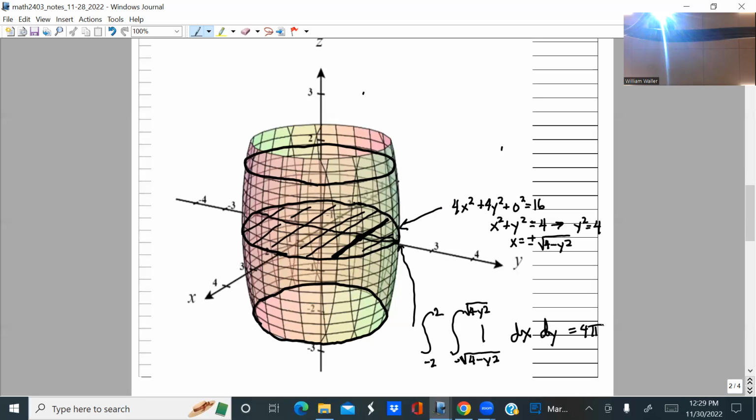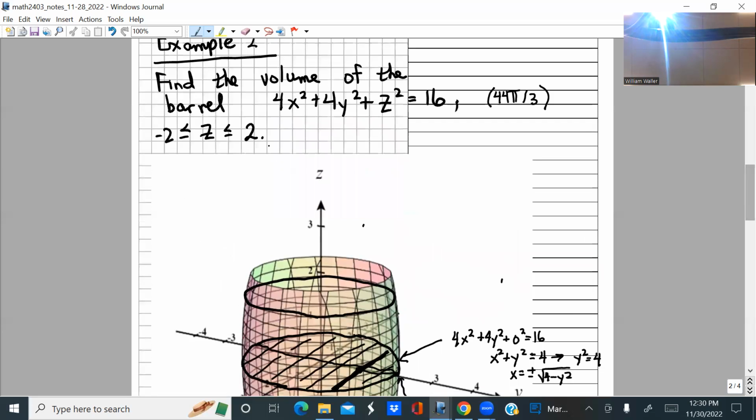From where to where on the z-axis? You can see it's got to be -2 to 2, right? Okay, from -2 up to 2. We had to be told that, by the way, because this surface continues further up, and also goes further down. I think that was part of the instructions of the problem. Oh yeah, right. We only want the barrel from -2 to 2.